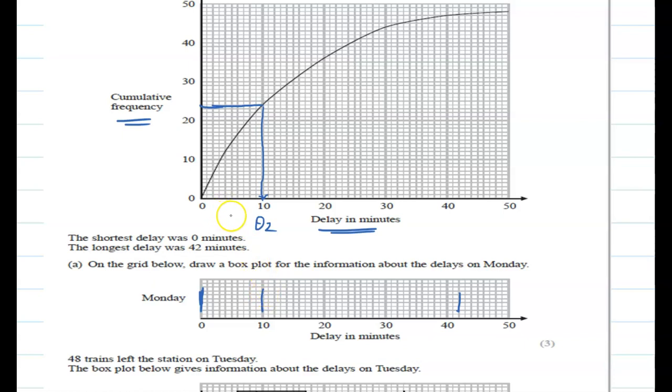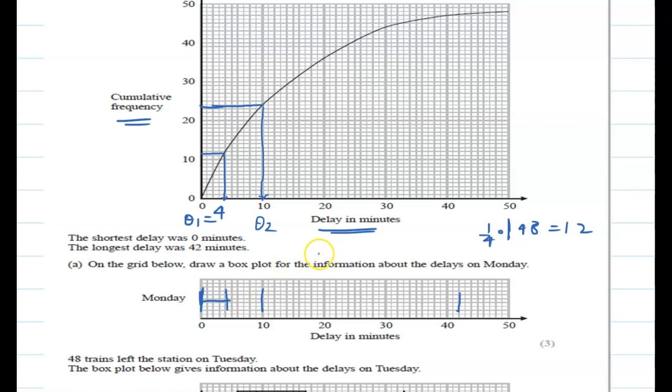Now one quarter of 48 is 12. So from 12, this is 10, 11, and 12. From here, once you hit it, it is coming here. So this will be 4: 1, 2, 3, and 4. That is your Q1. So Q1 is 4. This is your Q1. Now you can join them.